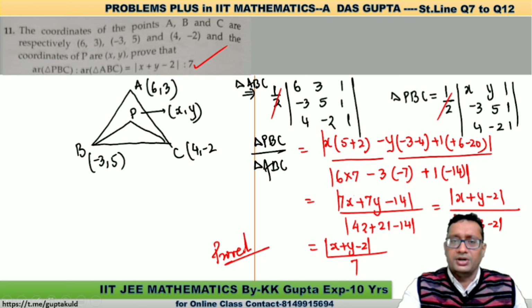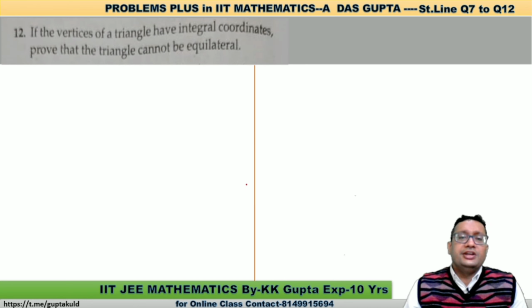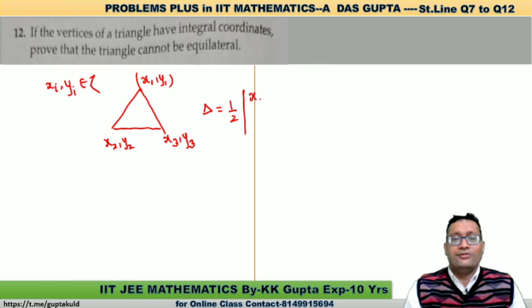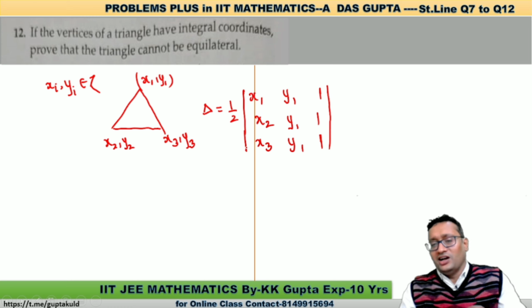Okay, let's take question number 12. If the vertices of a triangle have integral coordinates, prove that the triangle cannot be equilateral. Let's suppose I'm considering integral coordinates (x1, y1), (x2, y2) and (x3, y3). If I ask what is the area of this triangle, again I will say xi, yi belong to Z. So the area is a half times the determinant with rows x1 y1 1, x2 y2 1, x3 y3 1. So what will be the area?